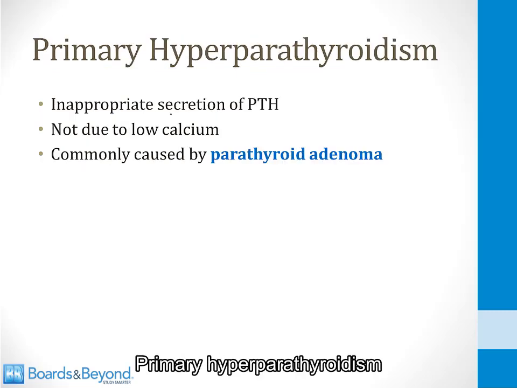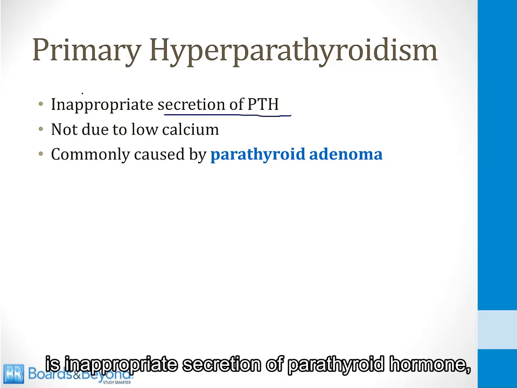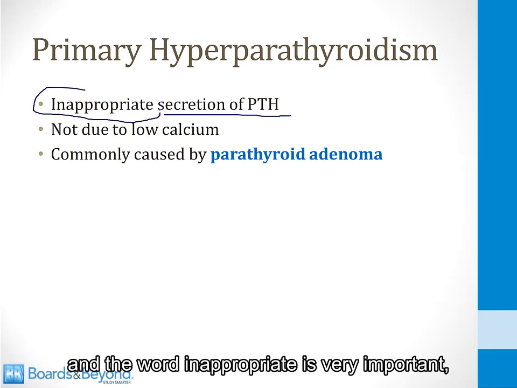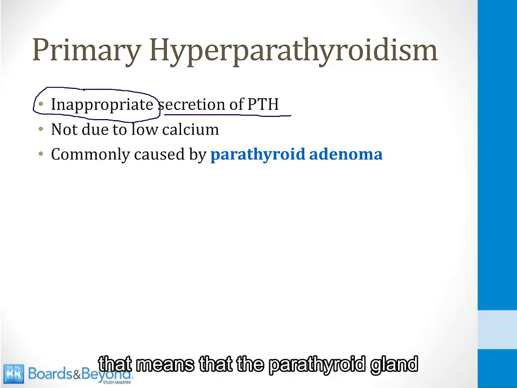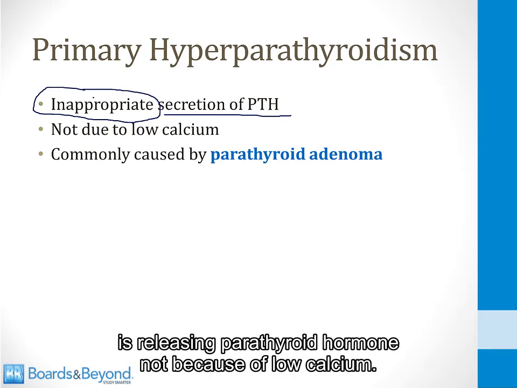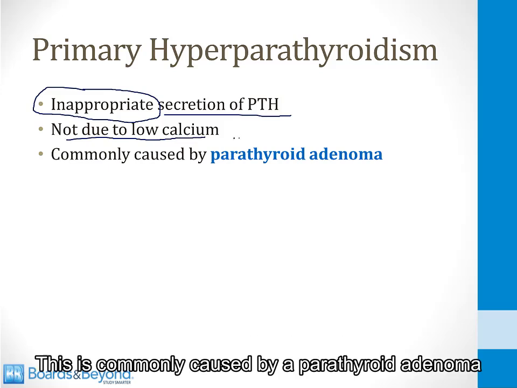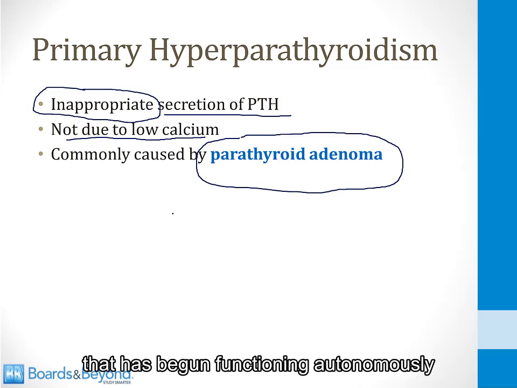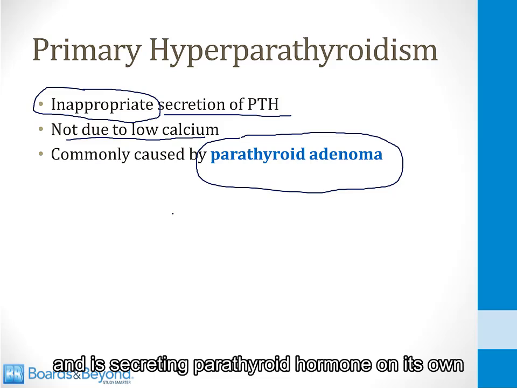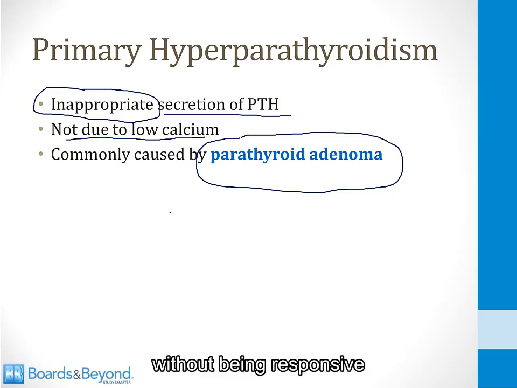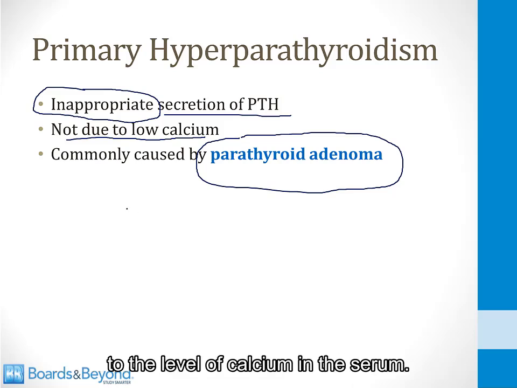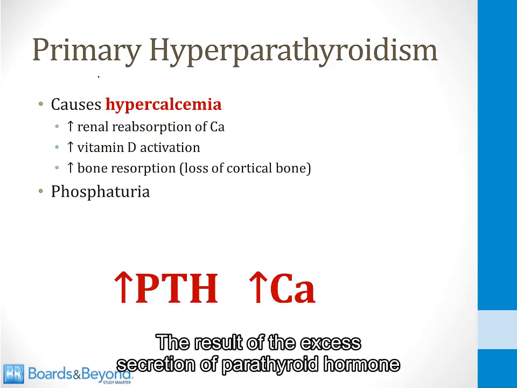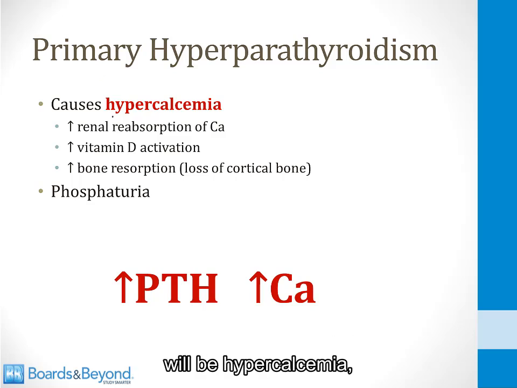Primary hyperparathyroidism is inappropriate secretion of parathyroid hormone, and the word inappropriate is very important. That means that the parathyroid gland is releasing parathyroid hormone not because of low calcium. This is commonly caused by a parathyroid adenoma, which is a portion of the gland that has begun functioning autonomously and is secreting parathyroid hormone on its own without being responsive to the level of calcium in the serum. The result of the excess secretion of parathyroid hormone will be hypercalcemia.